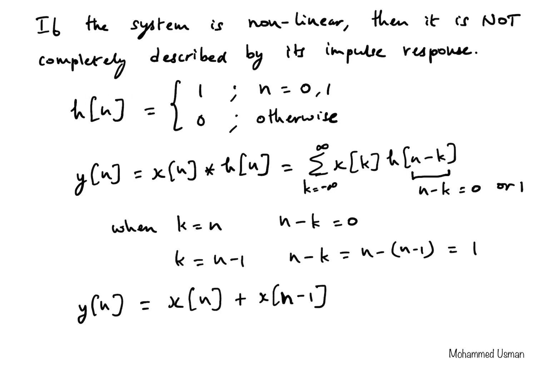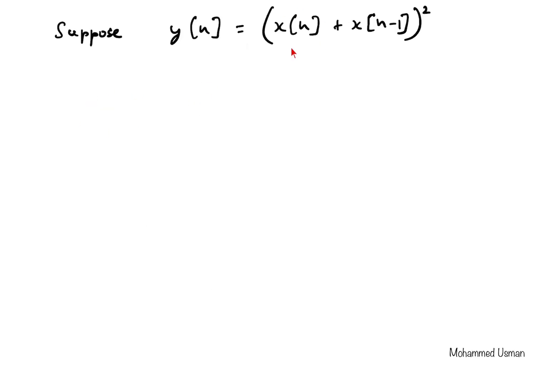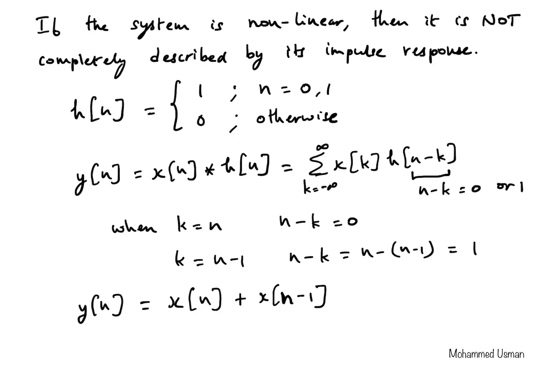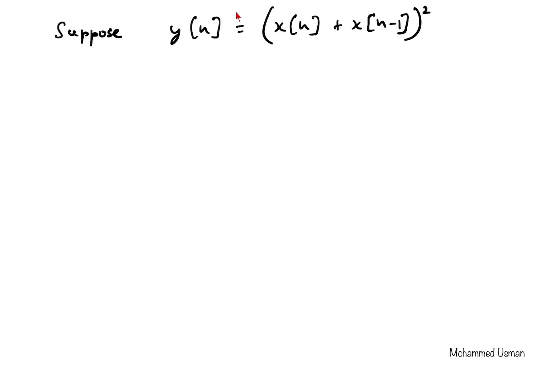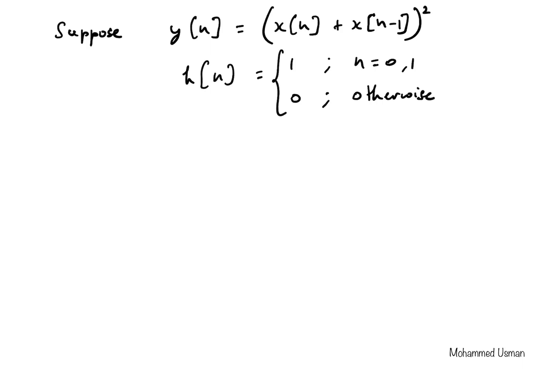That means this h of n is defined only for n equal to 0 and 1. That's why we have this term only for x of n and x of n minus 1, because this h of n minus k is non-zero only when k is equal to n or k equal to n minus 1. So in place of k we put n, and in place of k we put n minus 1. That's saying that this system also has an impulse response h of n equal to 1 for n equal to 0, 1 and 0 otherwise. So that's the impulse response of this particular nonlinear system.